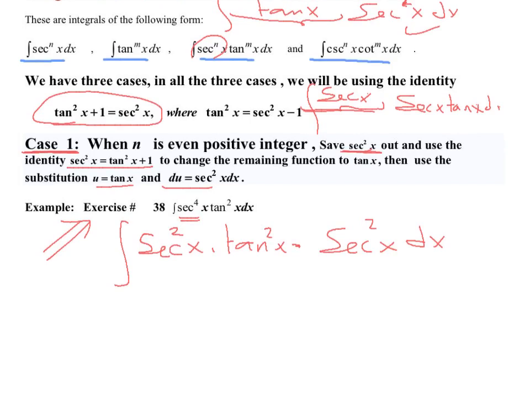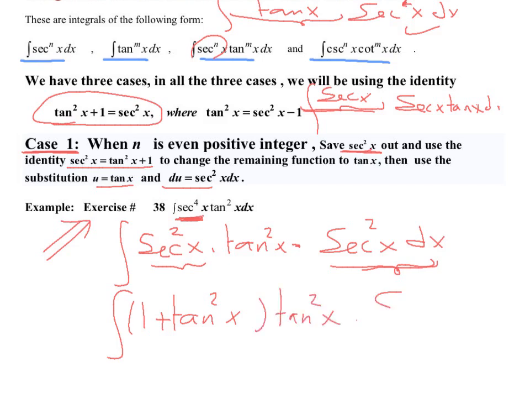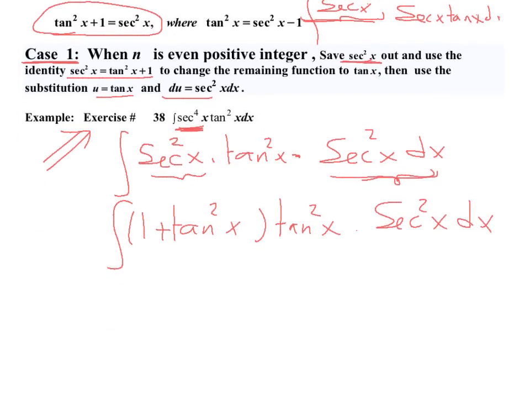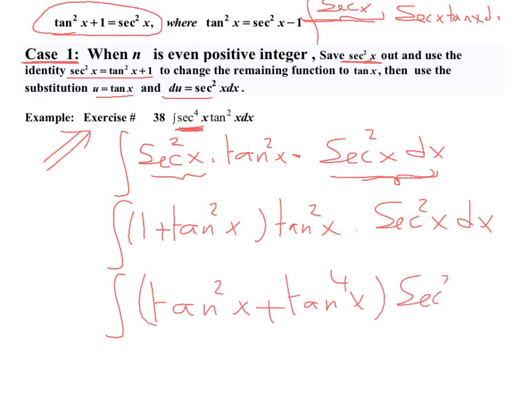Now this is the derivative of tan, which means the remaining secant square will be changed into tan. Like we said before, whatever we take out is the one we do not change. We have taken a secant square out, and we are changing the remaining secant square into 1 plus tan square, times tan square. This is saved and used as du. Expand, open the bracket: tan square plus tan 4 x secant square x dx.